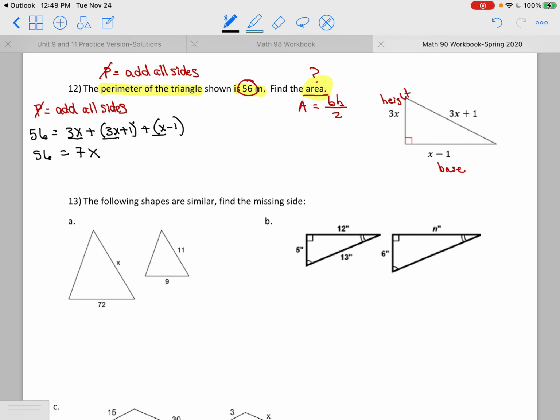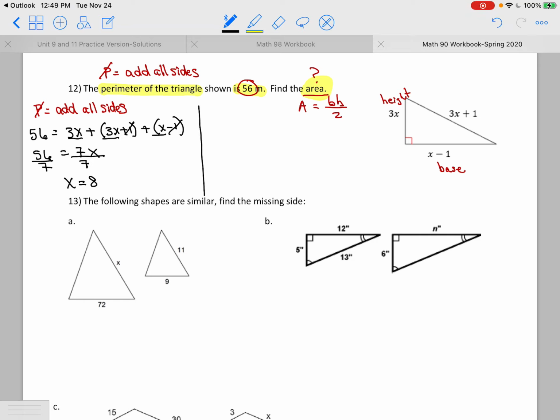7x. And then I've got a plus 1, minus 1. So that's convenient. I can get rid of those. And it looks like x is equal to 8, doesn't it? Okay. So that's helpful. Now, what would we do next?